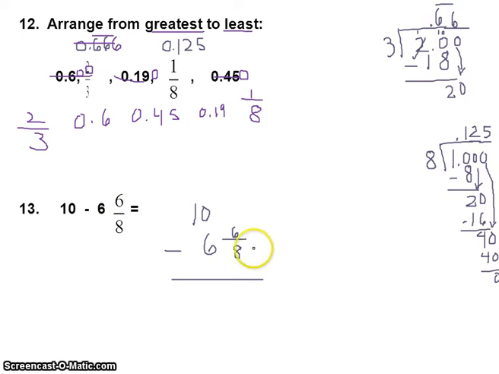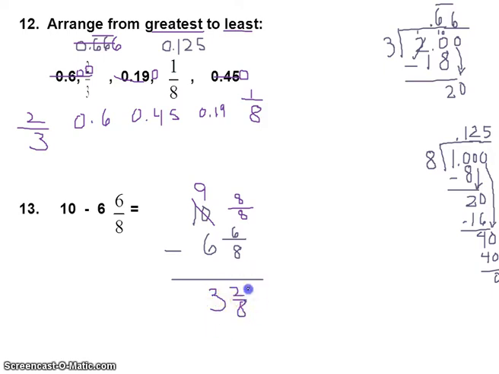I'm subtracting here, and I've already got it set up vertically. I can't subtract 6/8 from nothing, so I need to borrow. And I traded the one that I borrowed for 8/8. And there's no fraction here, so I can just put that 8/8 right there in that spot. So now I can subtract 6/8 from 8/8, which is 2/8. And 6 from 9 is 3.